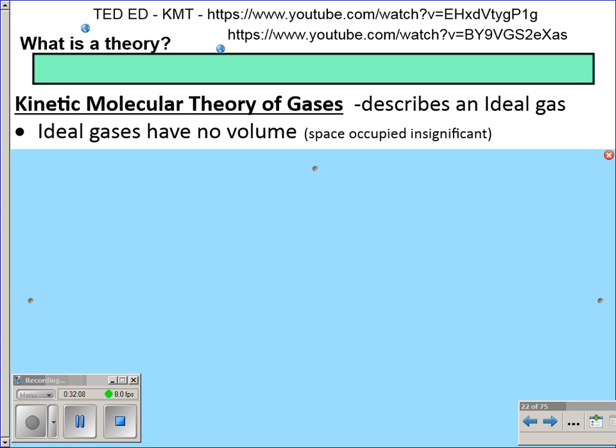So, we get to say, okay, if we assume these gases have these characteristics, we're going to call them ideal gases because they act ideally. They behave like a gas should. So, we say gases have individually no volume.